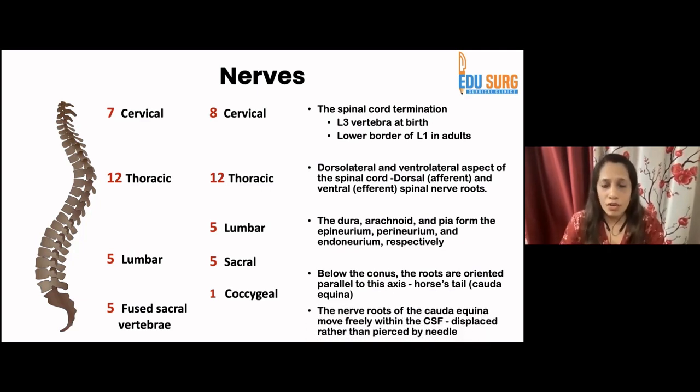Nerve roots of the cauda equina move freely within the CSF. It's like the CSF is bathing them. So when you do any procedure in this area, there is very low risk of damaging the spinal nerves, because the nerves simply get displaced rather than being pierced by the needle.